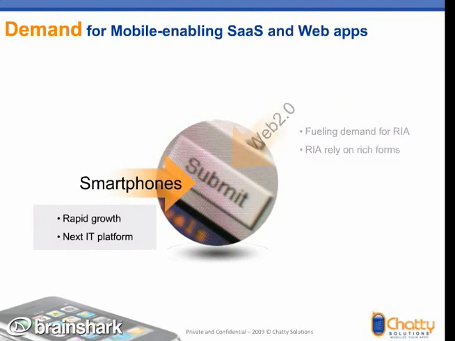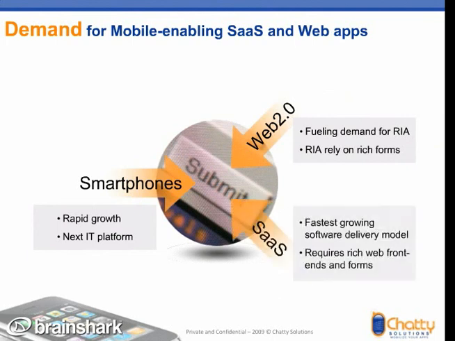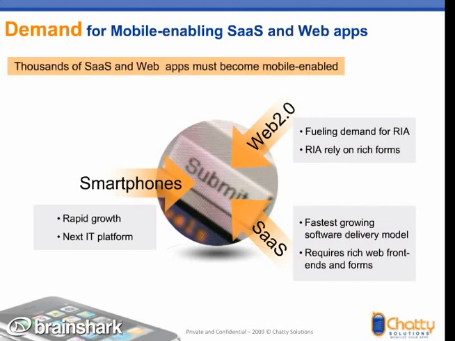Second, Web 2.0 is a reality today, and customers demand rich user interfaces. Third, software as a service is the fastest growing method of consuming software. Many software vendors are porting their applications to the web-based or SaaS model. These three factors have created the demand for thousands of web and SaaS apps to become mobile-enabled so that millions of smartphone users can easily use them.